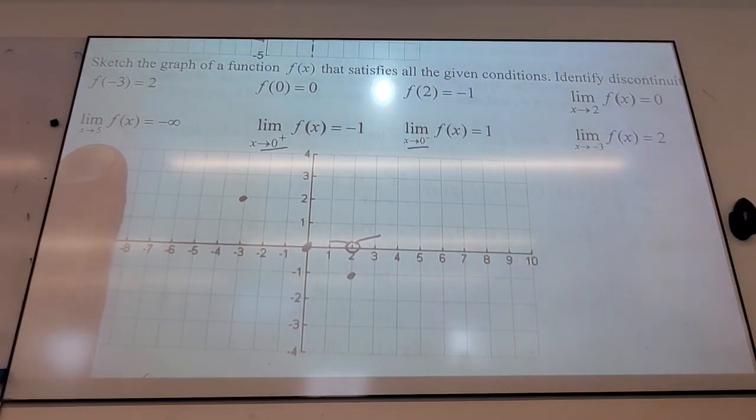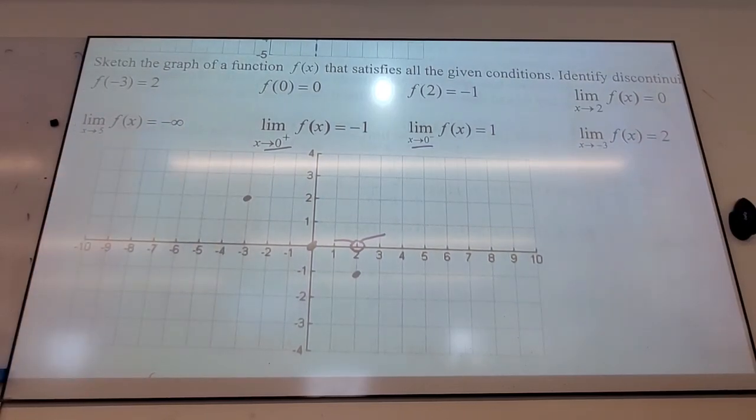Does it say from one side or the other? So therefore it must be from both sides. And it's supposed to dip down to negative infinity. So what's going to be at x equal 5?